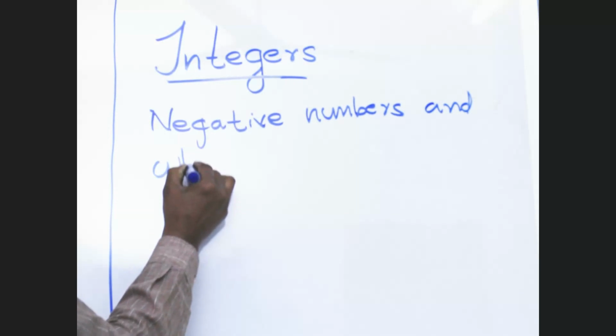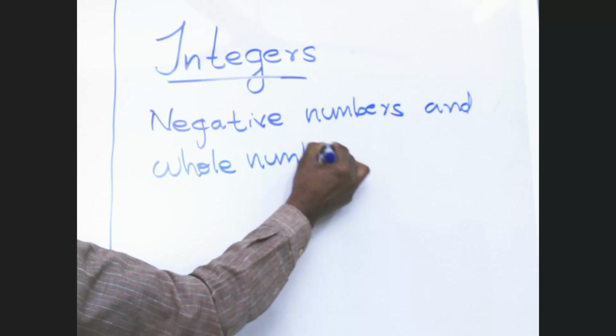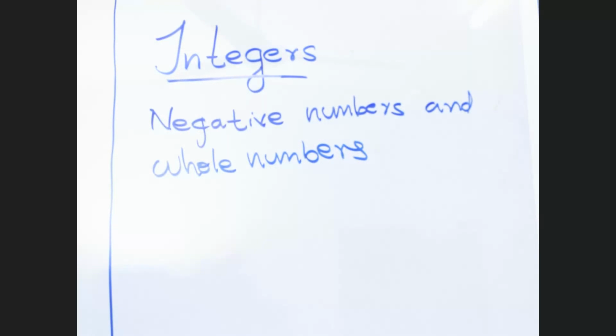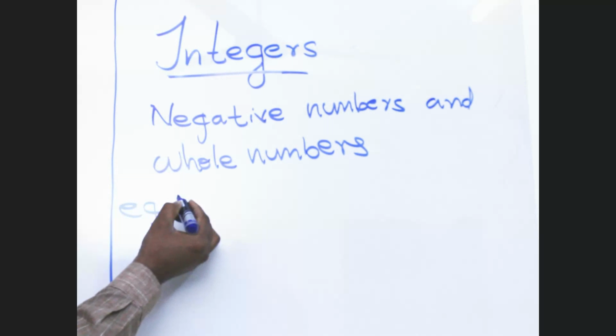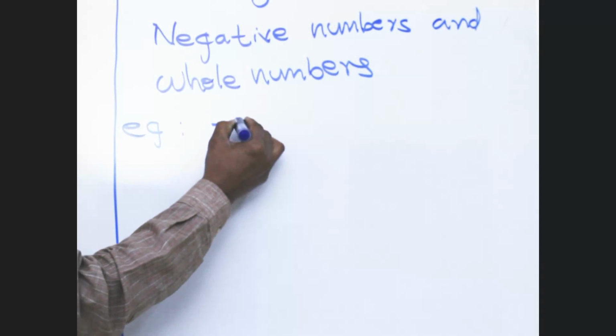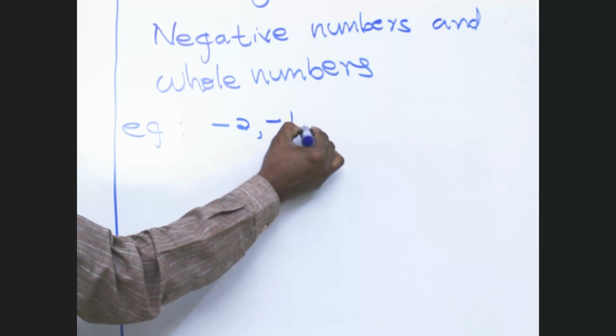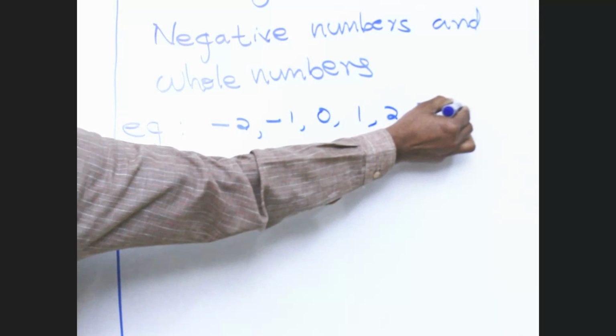Whole numbers we studied, whole numbers in addition with the negative numbers. So an example will be minus 2, minus 1, 0, 1, 2, 3, etc.